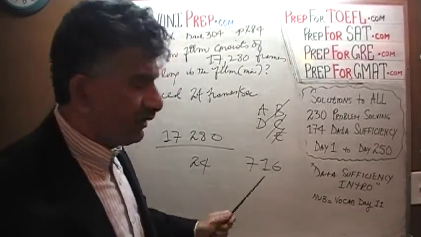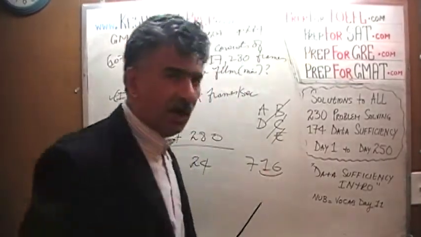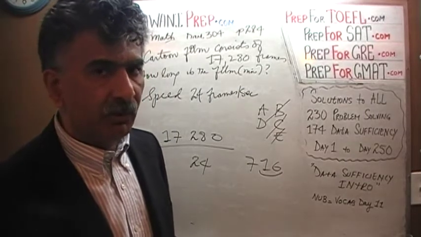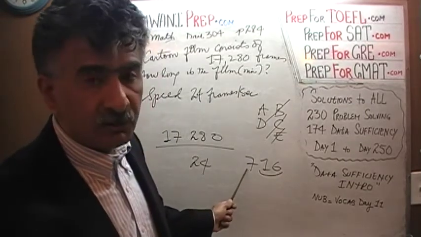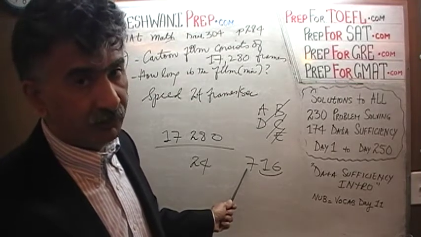Now how do we know that 700 is divisible by 4? Only the last two digits play the role in determining whether or not the number is divisible by 4, because we know that 100 is divisible by 4. There are 25 4s in 100.